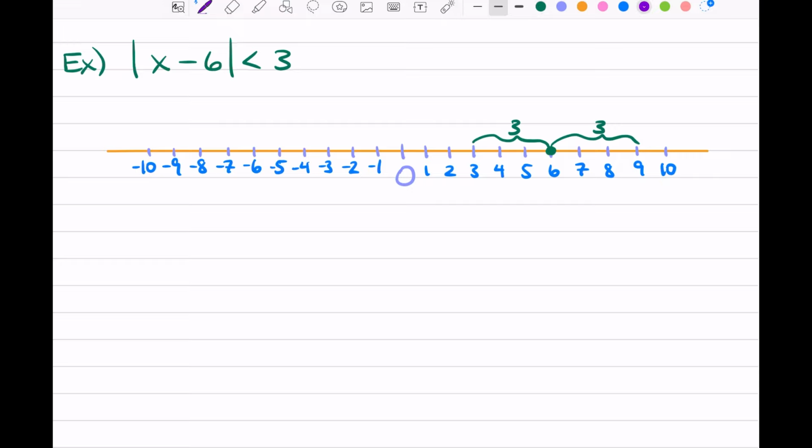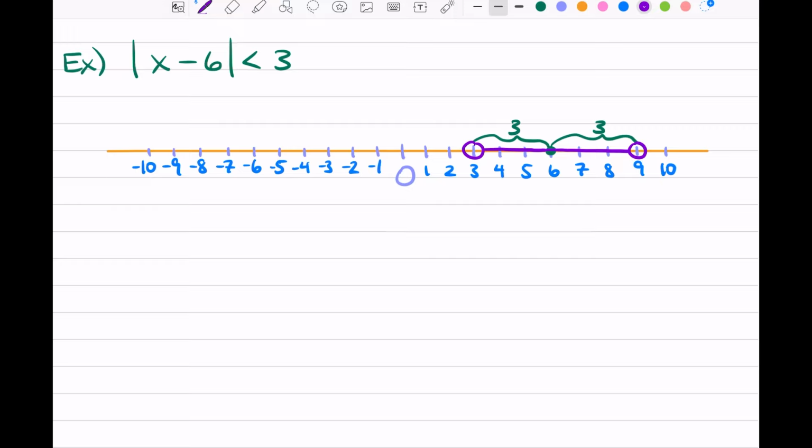So it's not equal to 3. It's somewhere less than 3. So x is somewhere in this region. Anywhere in this purple region, the distance from x to 6 would be less than 3.